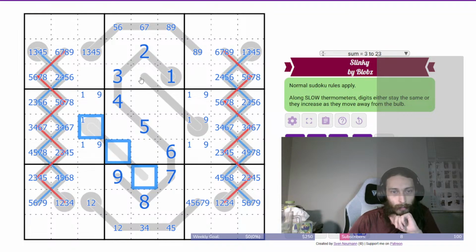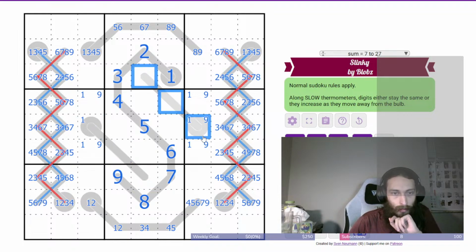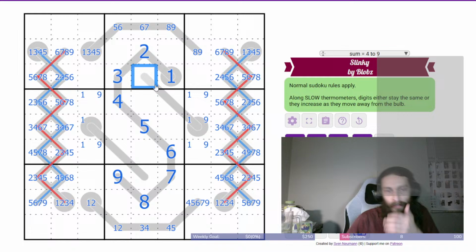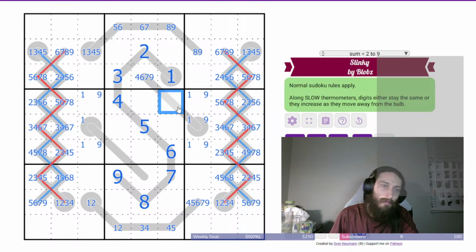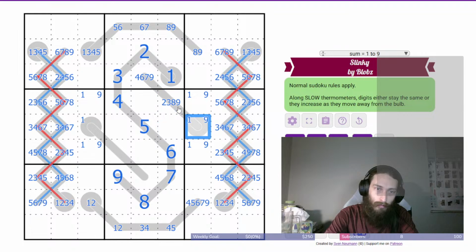So we won't bother labeling these, because they could all be whatever they want. Although I guess... That's minimum 4. Yeah. 5 and 8 are out. 1, 4, 5, 6, and 7. 5 is out.